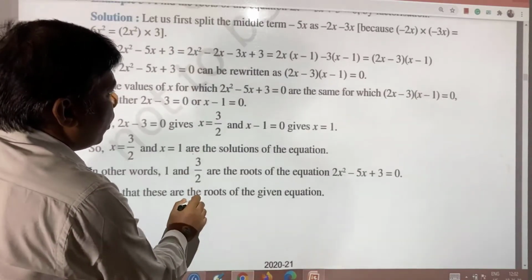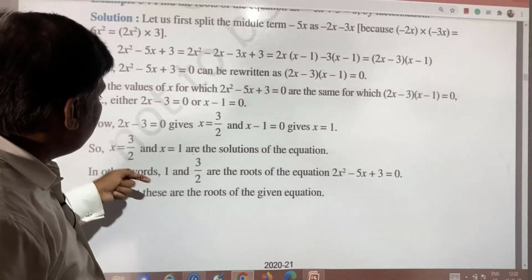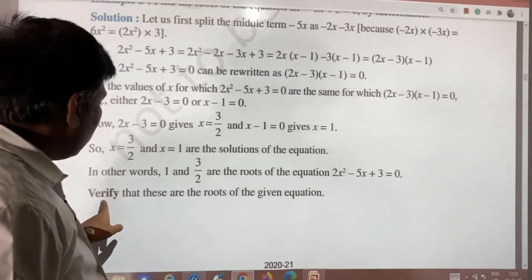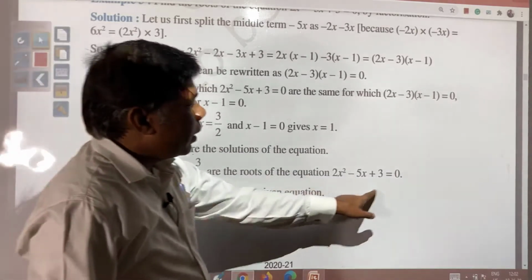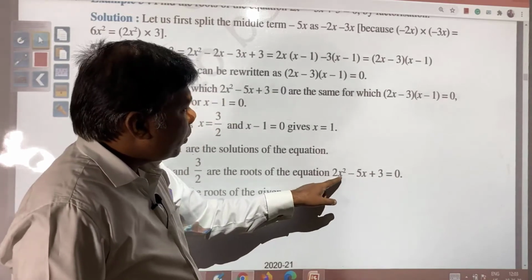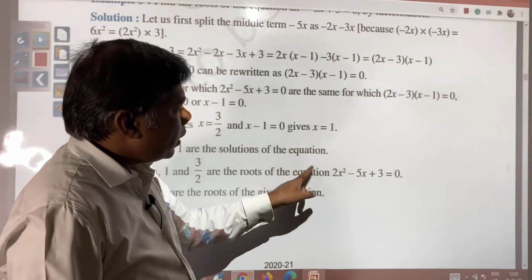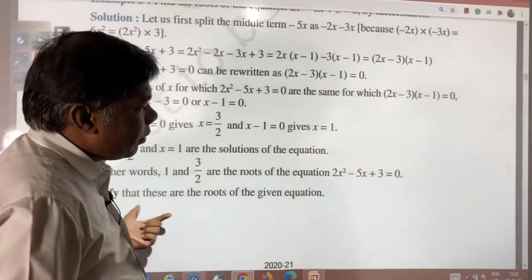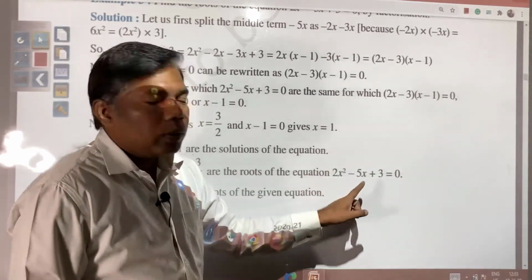If you are putting these values, either 1 or 3 by 2, in the given equation, what will you get? You will get LHS 0. So if you replace x by 1 or x by 3 by 2, you can verify, you will get the value 0.